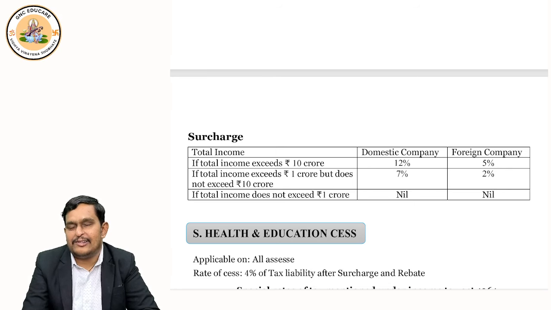So health and education cess is a tax on tax plus surcharge. 4%. And whoever the assessee may be, you are a partnership firm, individual, company, local authority, artificial juridical person, AOP, BOI, sab kuch bhi, for you 4% health and education cess is compulsory.